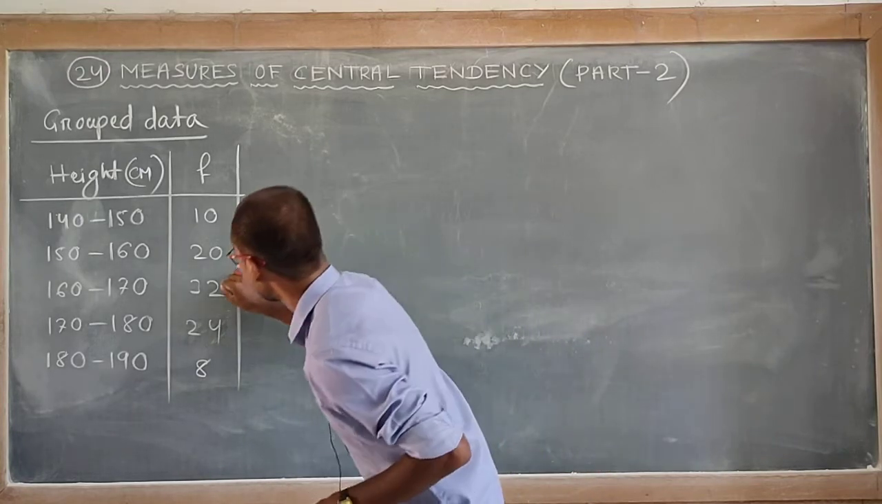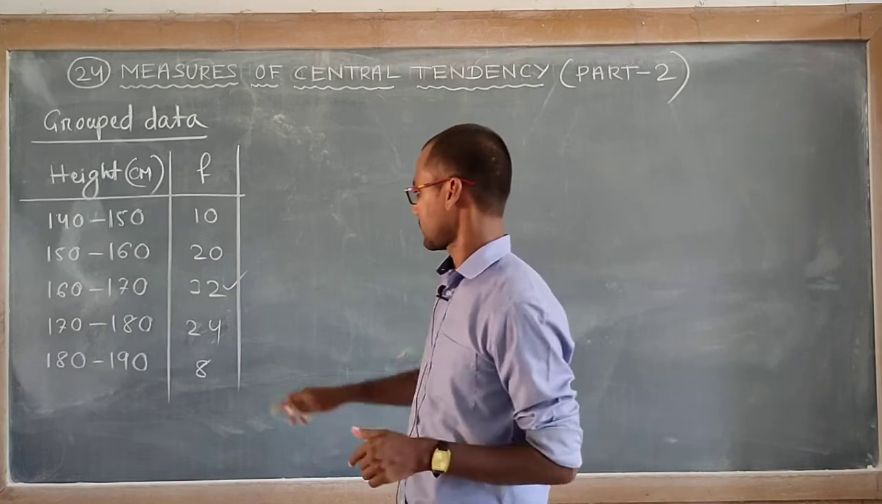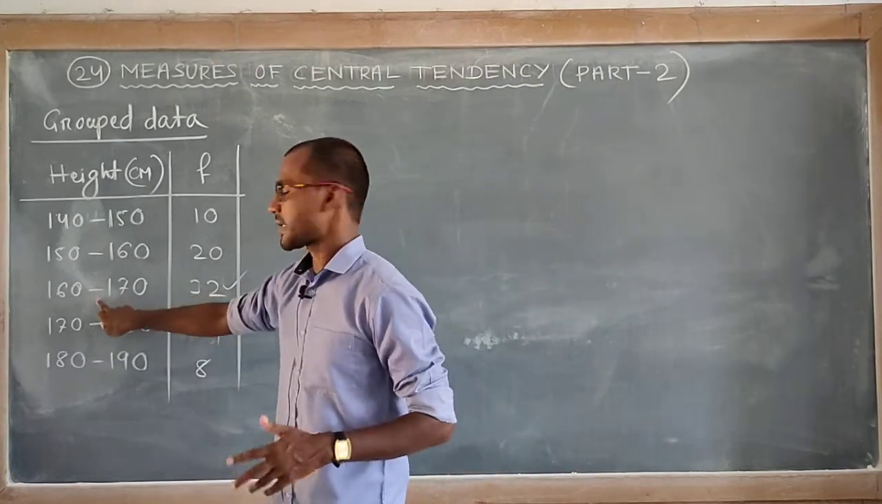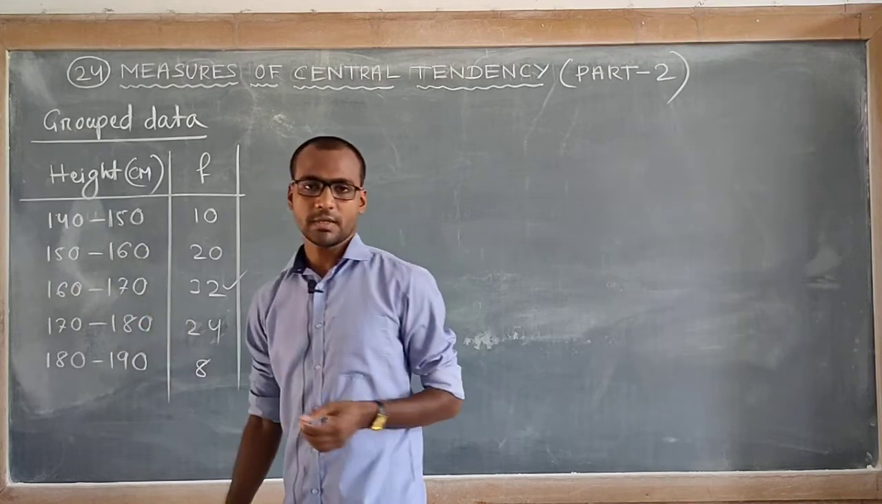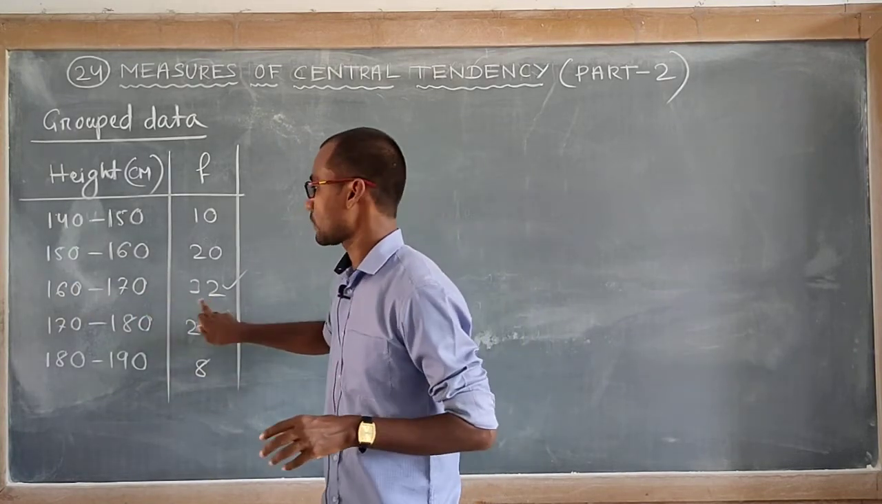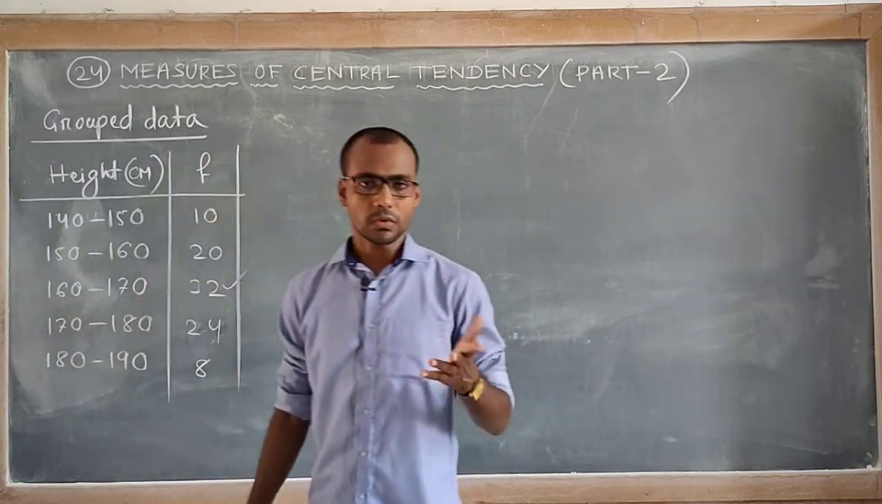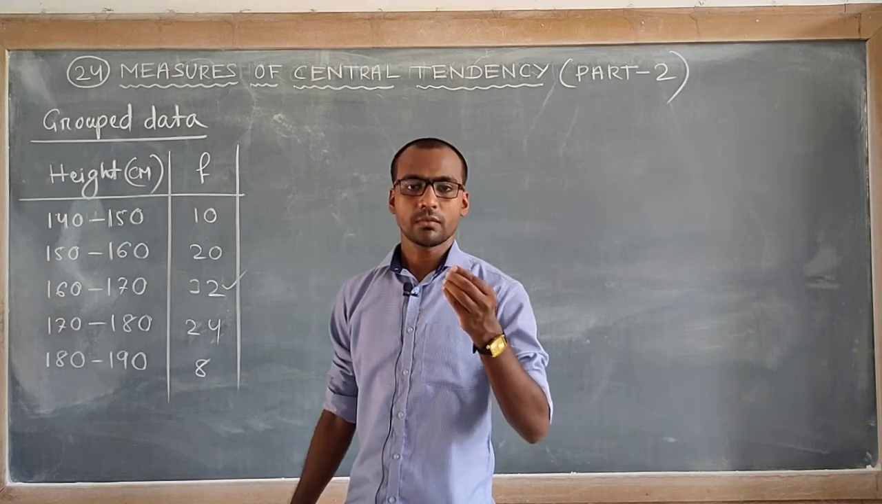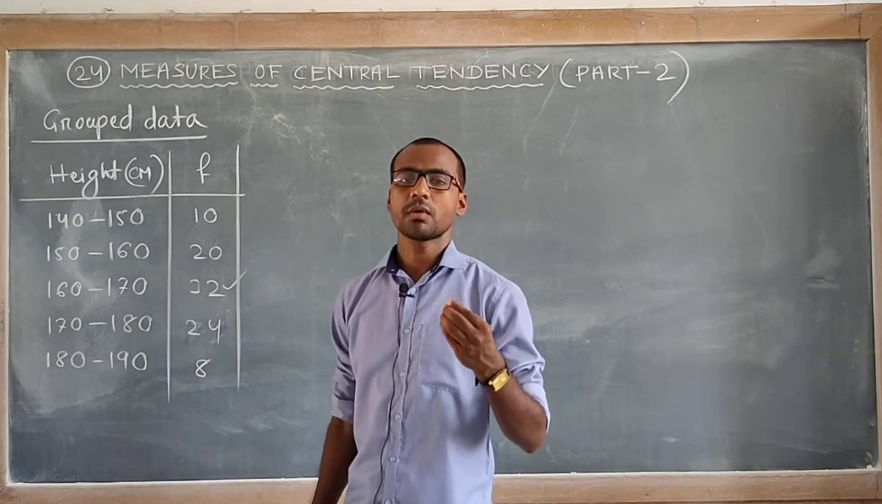Now mode means the datum having the highest frequency. Which is the highest frequency? 32. Datum having the highest frequency is mode. But see, there is no specific value. It is a class interval, 160 to 170. So the datum which will have the highest frequency 32 will be some value in between 160 and 170. We don't know. So to determine that we will need a graph.